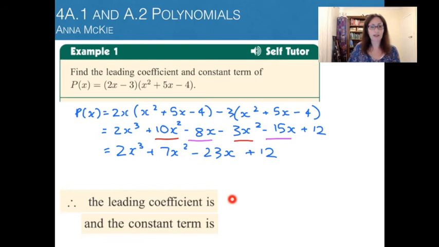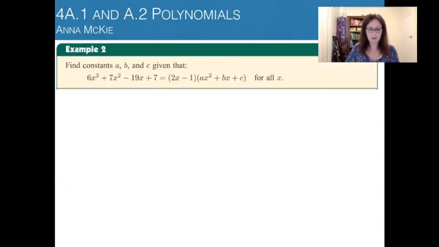So the question that we're asked to answer is, what is the leading coefficient? We have 2, and the constant term is 12. So that's that question. And one more.